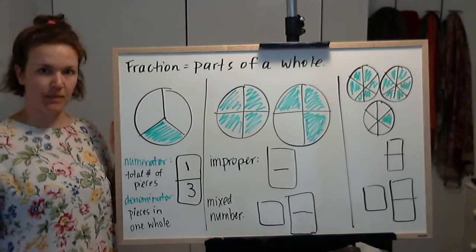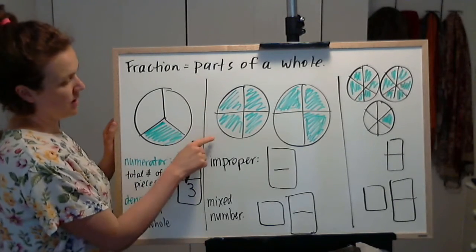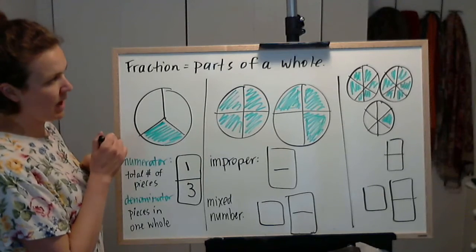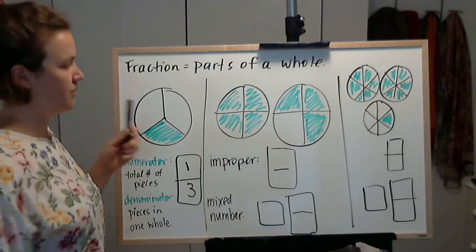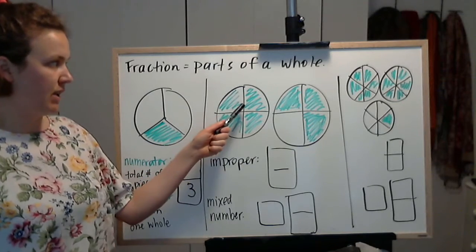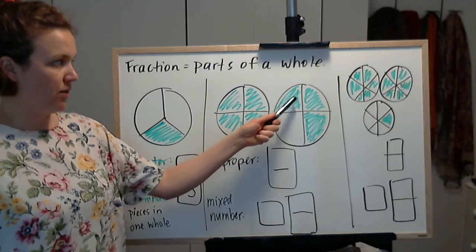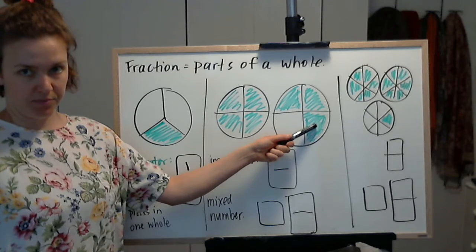Okay? Let's look at the second example. Here we have 2 circles. The first one is completely filled in, and in the second one we have 3 out of the 4 pieces.